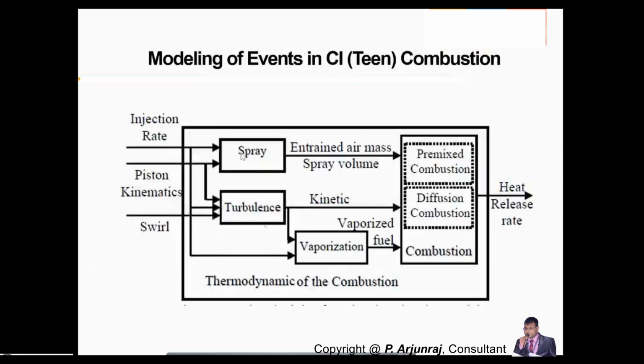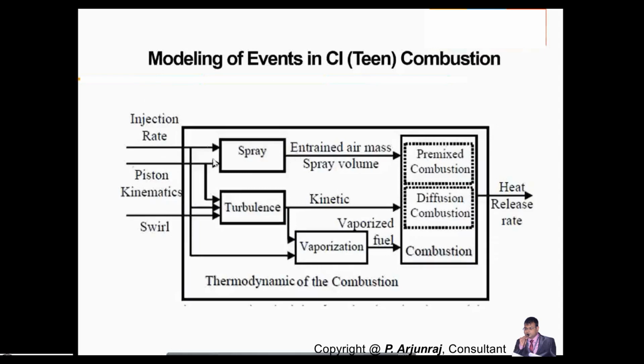Okay, the spray and turbulence are very important with respect to the events occurring in the combustion phenomenon in a CI engine. You're going to get a spray from the injection, and hence you need to control the injection rate. You need to have the optimum rate of injection.